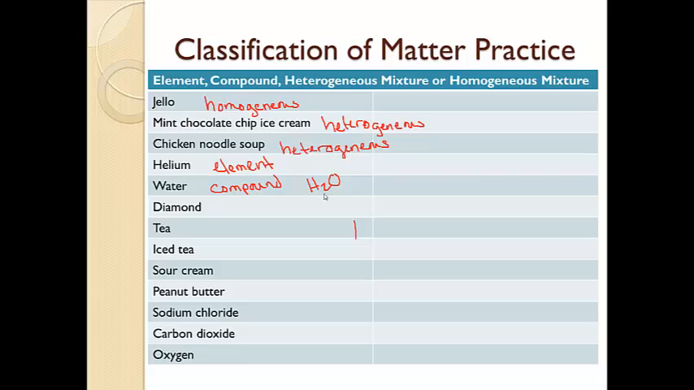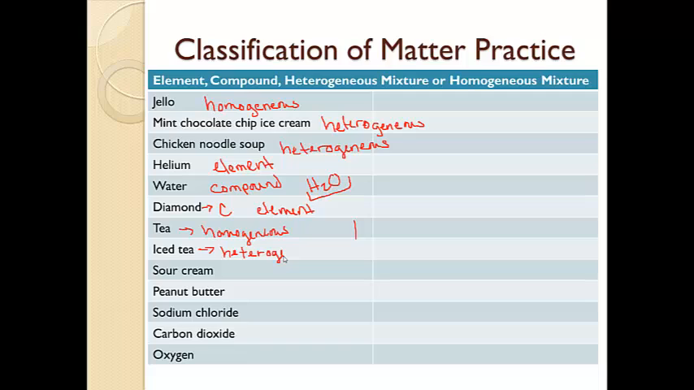A diamond is actually a trick question. It's actually pure carbon, which means it is an element. Tea is considered a homogeneous mixture. No matter where you look at it, it's going to look the same. However, once you put ice in it, the ice floats to the top, making it now heterogeneous because the composition is no longer the same.